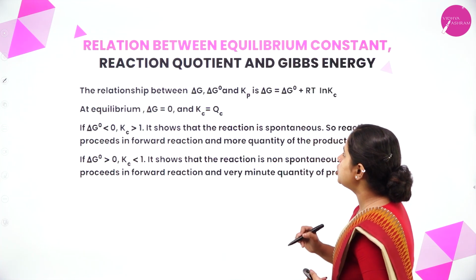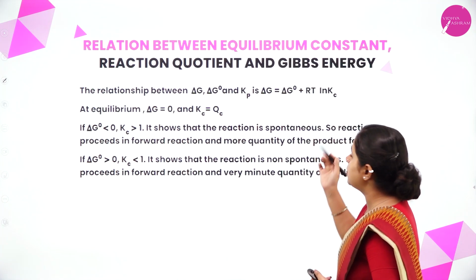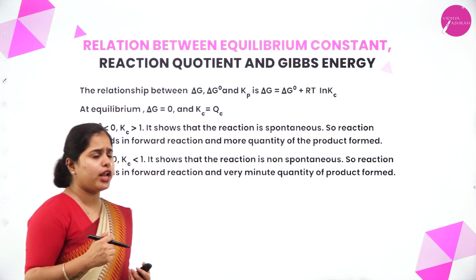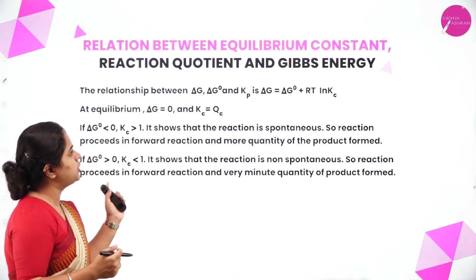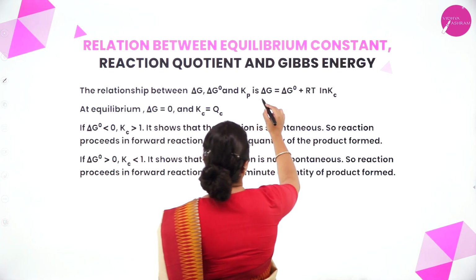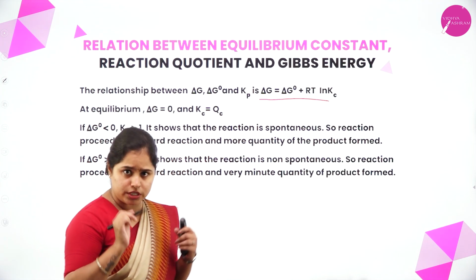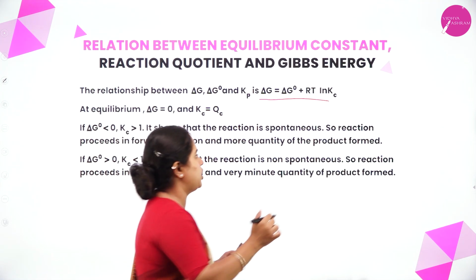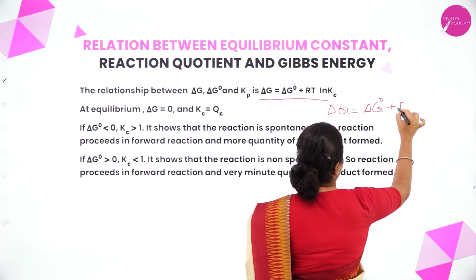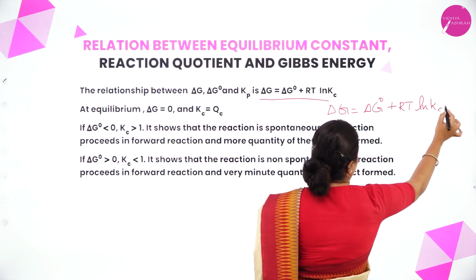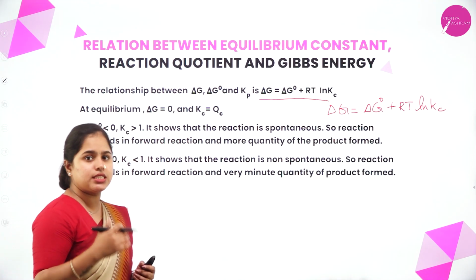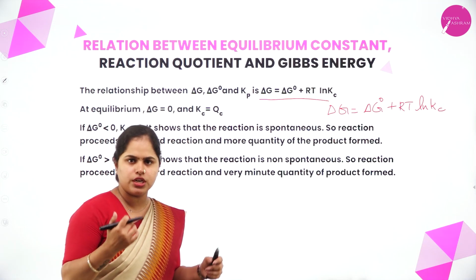Now, the last one: the relationship between the equilibrium constant, reaction quotient and Gibbs free energy. So, what is Gibbs free energy? We have already studied it in the thermodynamics chapter. The relationship is given as delta G is equal to delta G naught plus RT ln Kc. Here Kc is the equilibrium constant, delta G naught is the standard Gibbs free energy, delta G is the Gibbs free energy, R is the universal gas constant, and T is temperature.